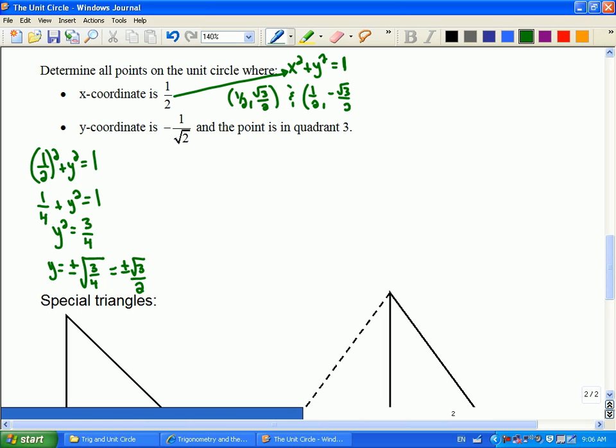Do you have to simplify the whole way through, or can you just leave it at √3/2? You should simplify it at least to this, right? It's not that much of a stretch, and it will help you when we start connecting them to the special triangles, which you see just underneath here, okay?